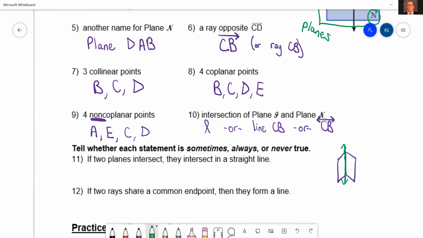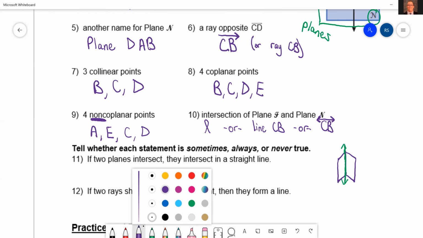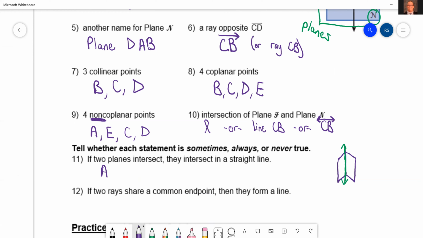Also, this one actually came directly from your notes. So yeah, it'll always be true. It's like literally directly from your notes. Look on the back of your notes.